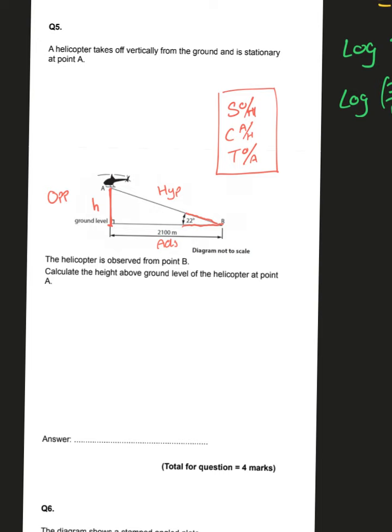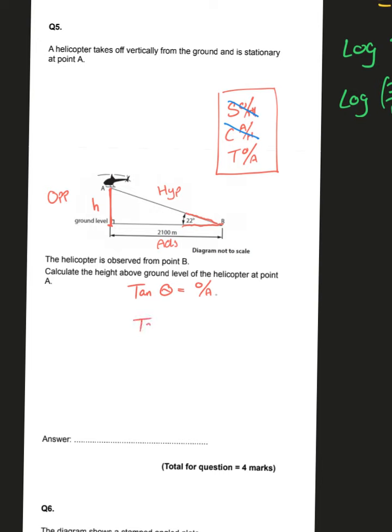Let's see which one we're going to use. Sine uses opposite and hypotenuse. So we don't know hypotenuse, we're not going to use it. Cos uses adjacent and hypotenuse. We don't know our hypotenuse, we're not going to use it. And we're left with tan again. So it won't always be tan, but always do the check. Tan theta is equal to opposite over adjacent.